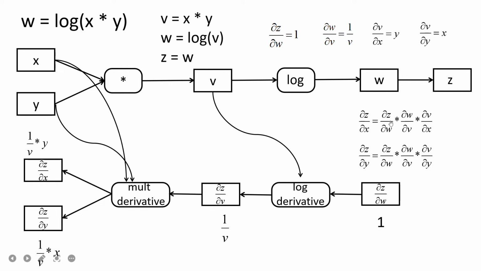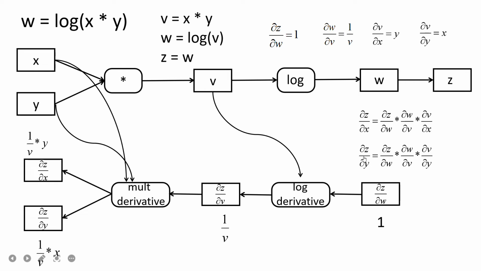Yes, we will substitute. So dz by dw equal to 1, dw by dv equal to 1 by v, and dv by dx equal to y. So it will be 1 into 1 by v into y. So that is 1 by v into y.